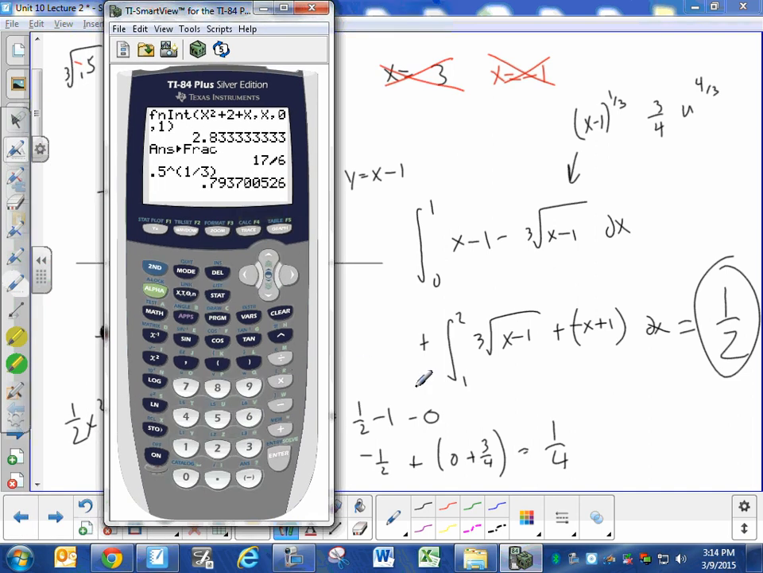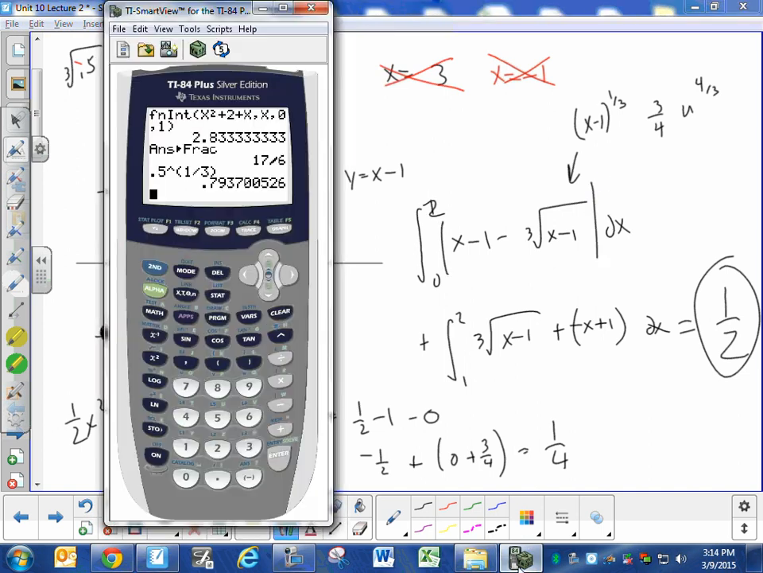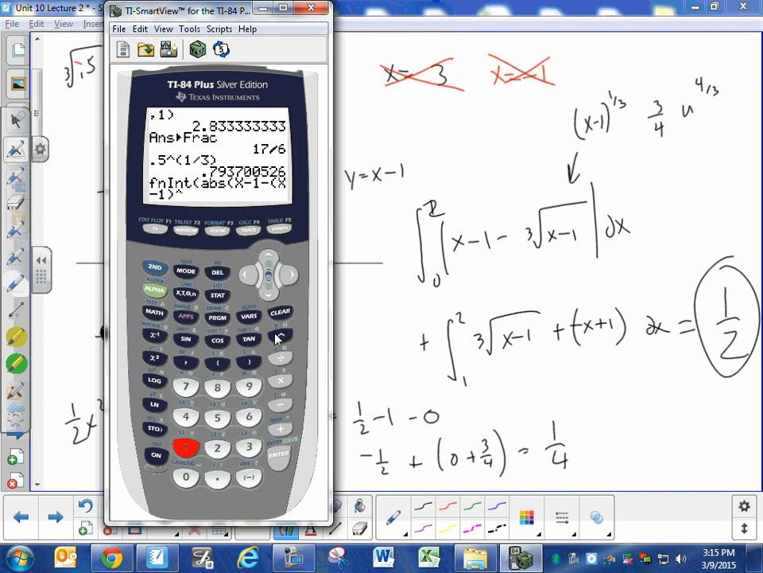Now, of course, with a calculator, the great thing is you can go from 0 to 2, the absolute value of this. It's something that you probably won't be able to do on your quiz today because it's without a calculator, but it's good to be able to check. So I go math 9, math abs, x minus 1 minus the quantity of x minus 1 to the 1/3.